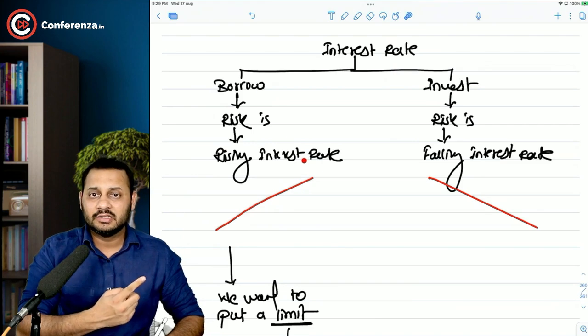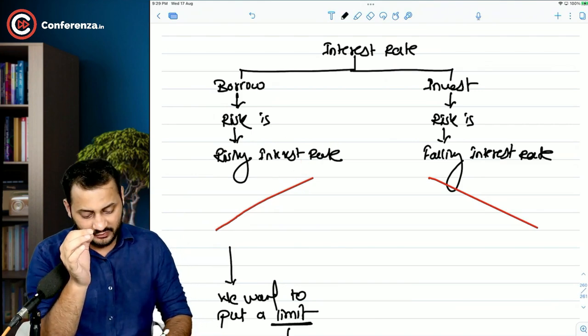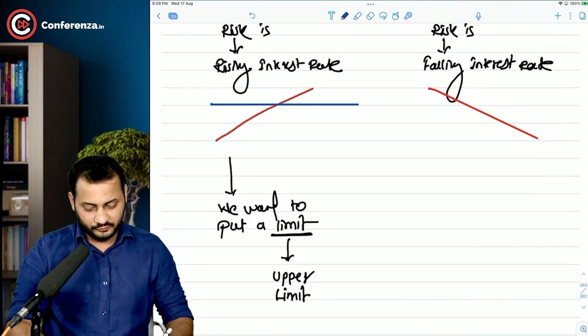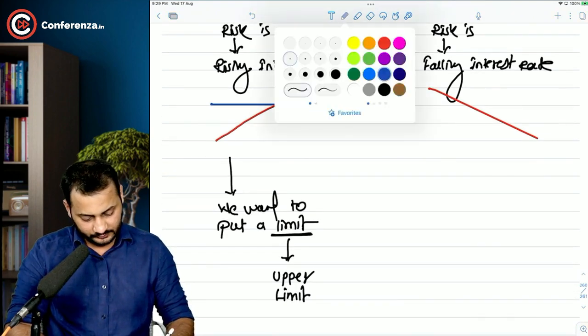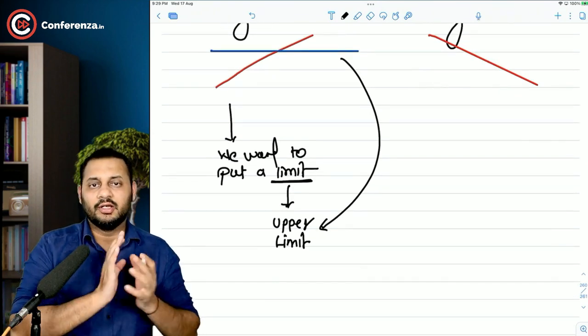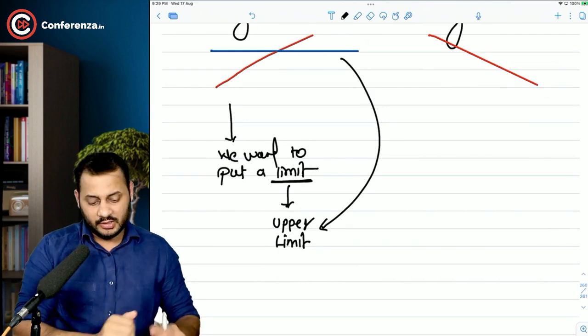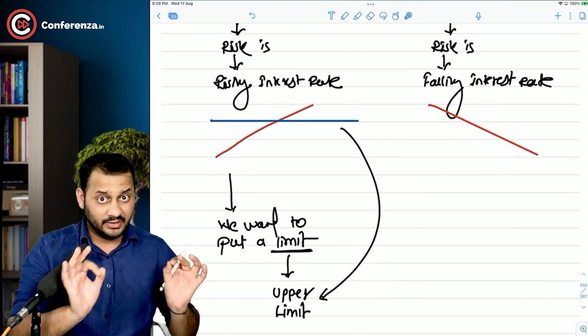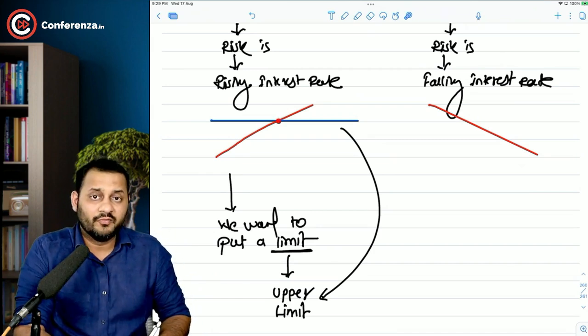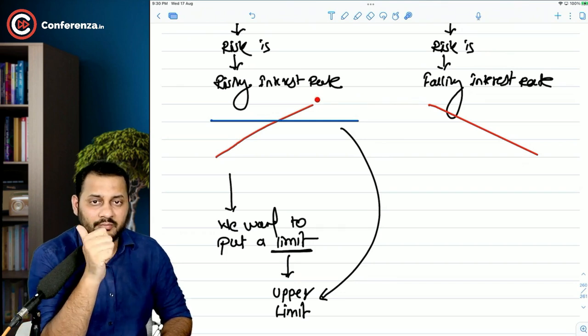But the bad side is if the interest rates are going up, and that's where we want to put a limit. The limit will be like this. This is called as a limit. We want to put a limit on the upper side. I'm just explaining it in a plain method. If the interest rate goes above this rate, this is the decided rate, if the interest rate goes above this in the spot market, I'm going to borrow.